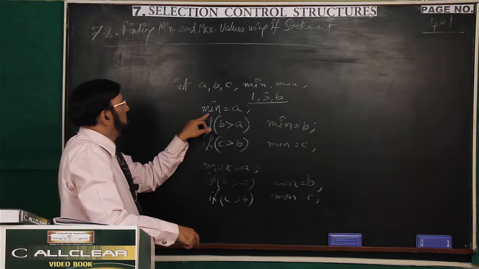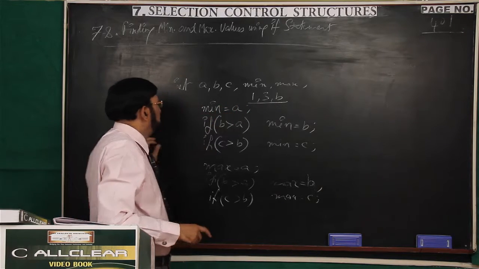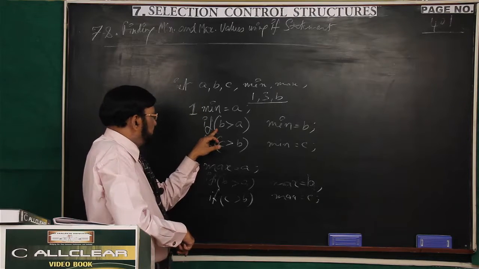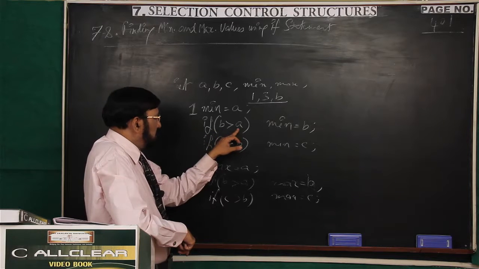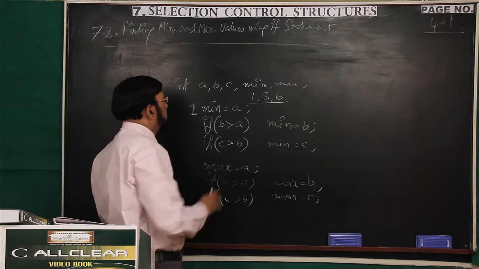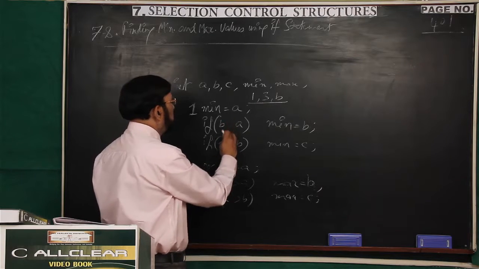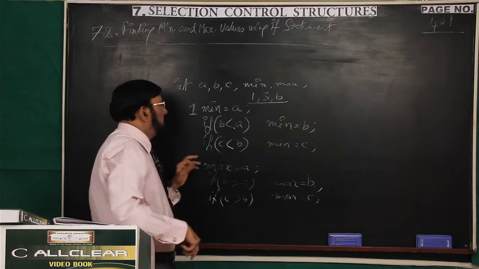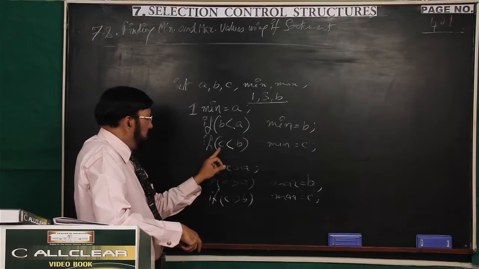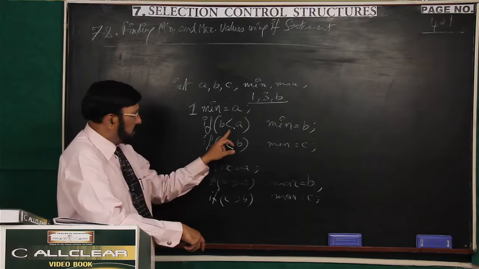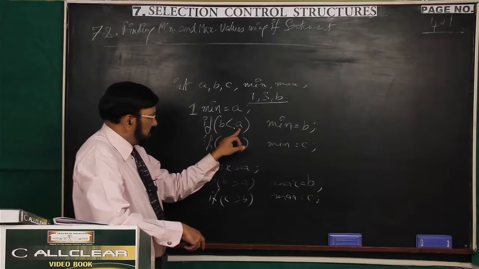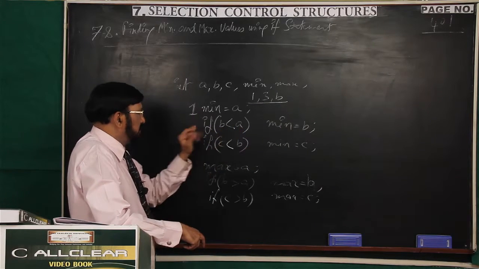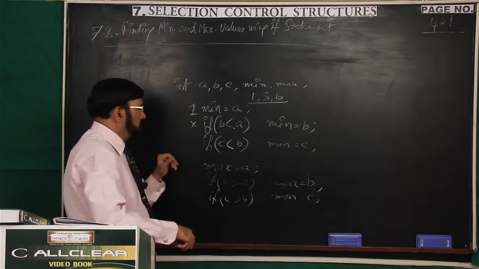Now we assumed that A is minimum. That means 1 is minimum. Next, we are talking about minimum, so if B is less than A, min is B. I made a mistake, just to correct it. If B is less than A, min is B. Then is B less than A, is 3 less than 1? That is false. So this is simply ignored.